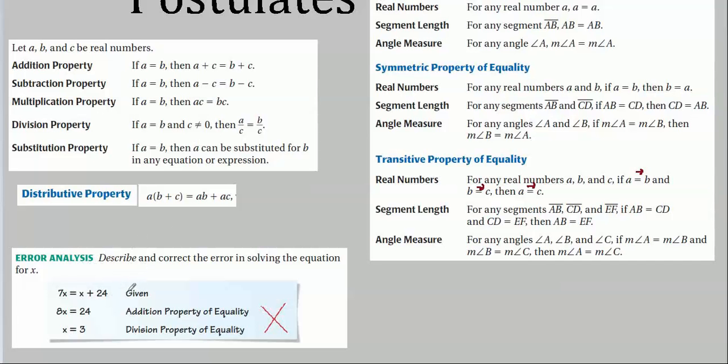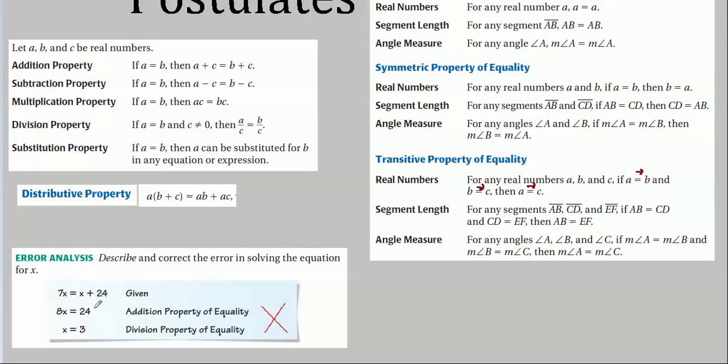So what's wrong here? Well, let's see. We add x to each side and get 8x. That would be the addition property of equality. The problem is we needed to add a minus x. In other words, subtract x from each side and get that 6x equals 24. Now, the next part, once you've made this mistake, there's nothing wrong with this part here. If this were true, then x would in fact equal 3.